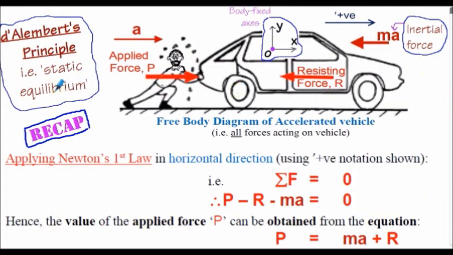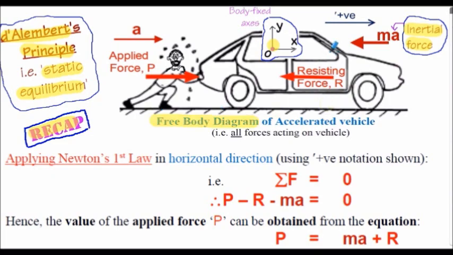Just for reference, here's a very brief recap from our previous presentation related to D'Alembert's principle. When applying D'Alembert's principle, we reduce a dynamic problem to a static problem where all the forces are balanced or in equilibrium. D'Alembert's principle only applies to body fixed axes, so our reference axis set here is actually fixed to the car and moving with the car. And to bring this situation into static equilibrium, we have to add what's termed the inertial force to our free body diagram shown here.